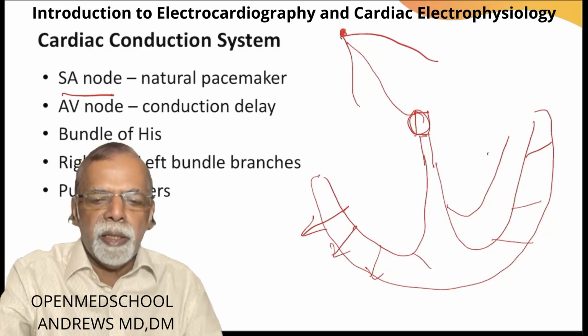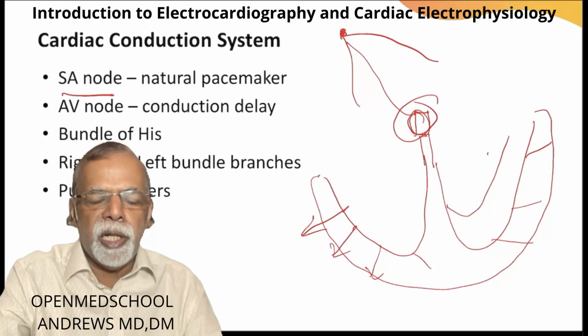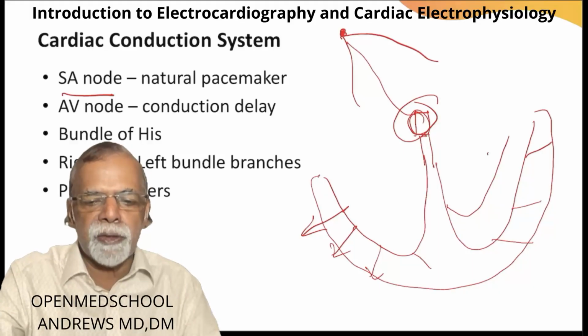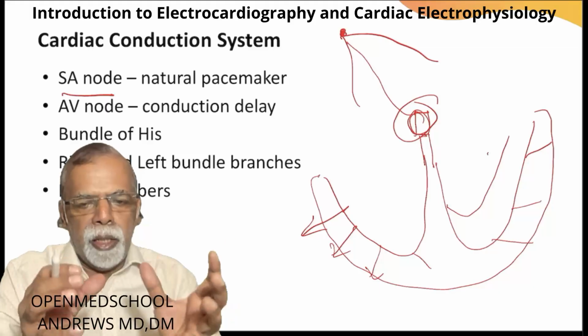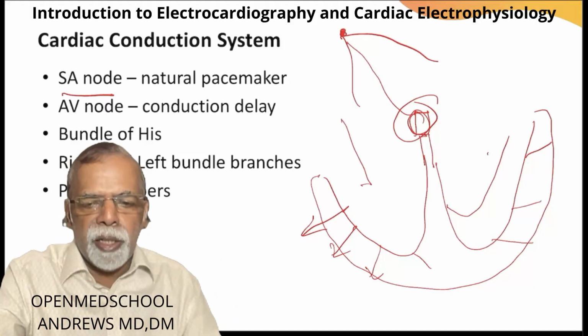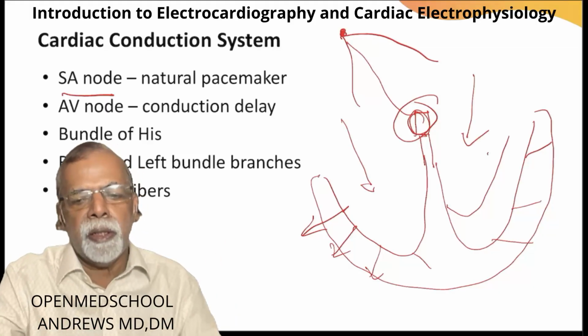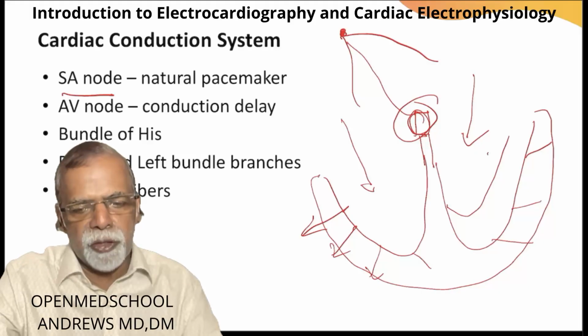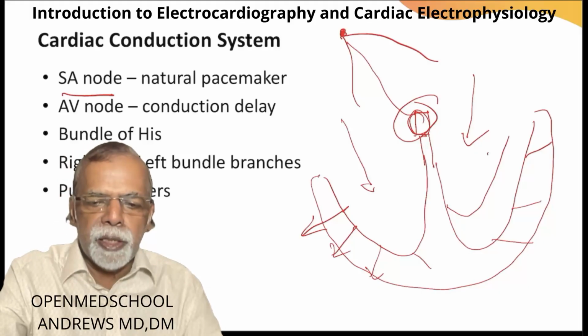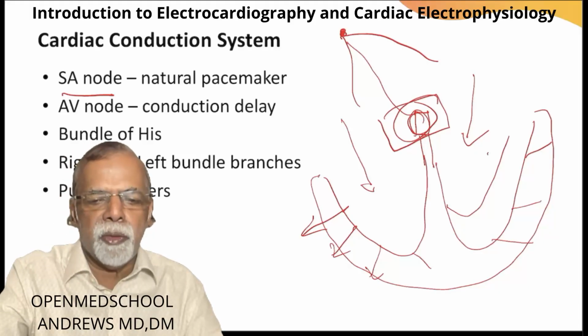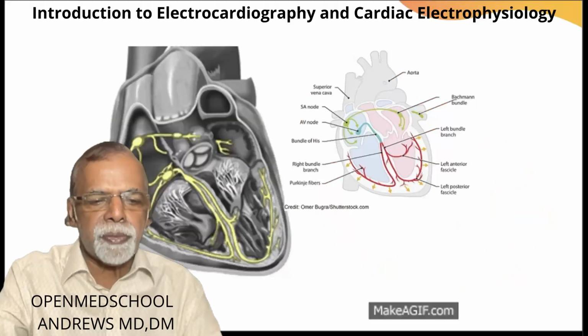There is a delay in the AV node. If there is no delay, what will happen? The atria will contract and there is no time for the ventricles to relax and accommodate the blood that is coming from the atria, and so the filling will be defective. That is why there is a delay in the AV node. This is an important point to remember.